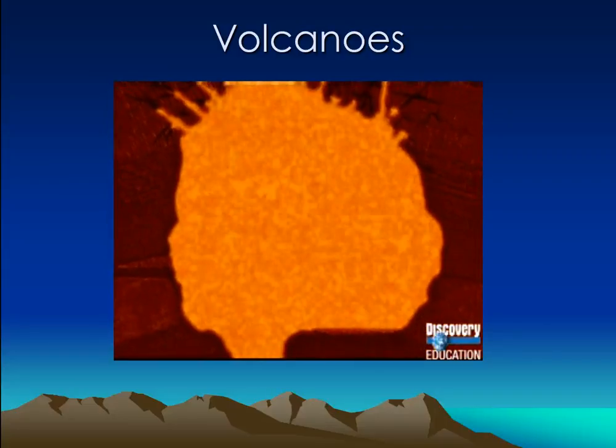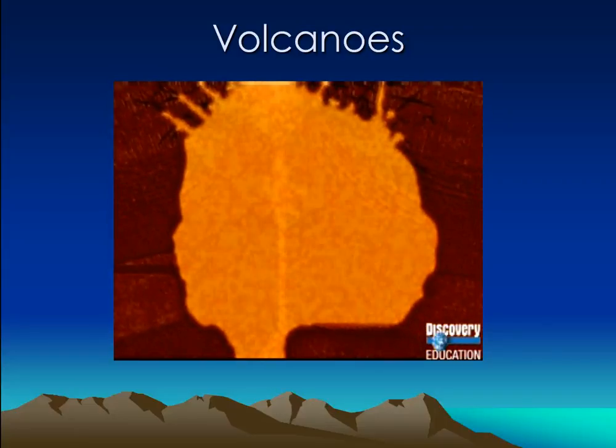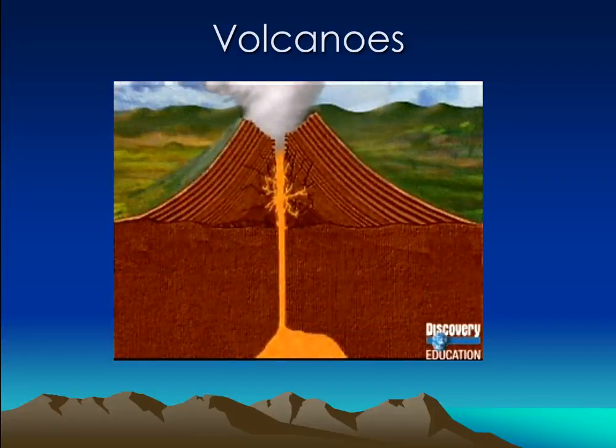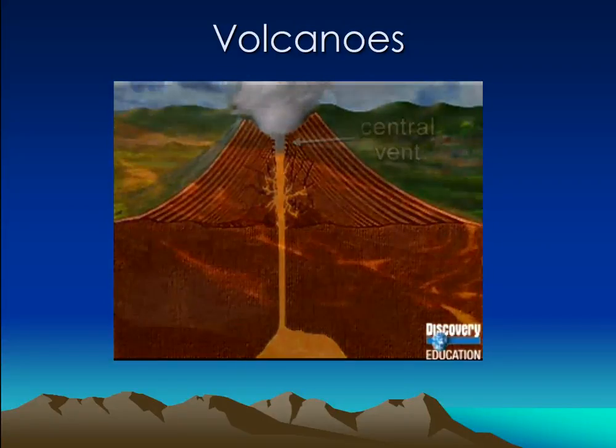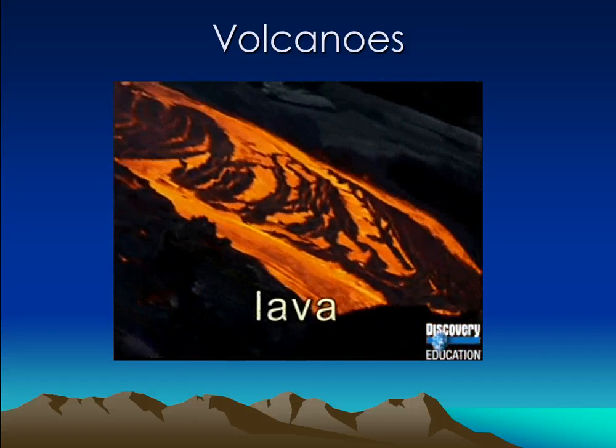It creates a channel in a part of the rock that is weak or fractured. The magma blasts to the surface through an opening called the central vent. At the surface, the magma is called lava.